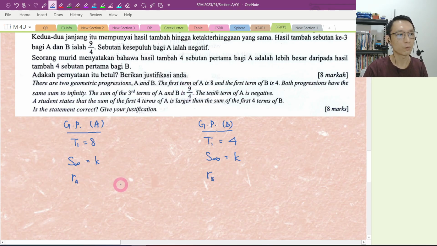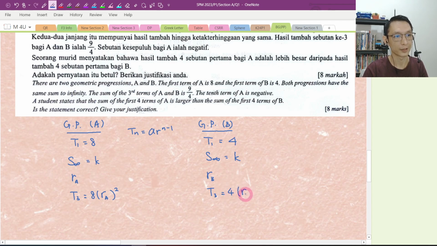The sum of the third term of A and the third term of B is equal to this. So from here, the third term will be A R^(n-1). Still remember the formula? Now I'm using this formula, so it will be 3 minus 1, which is equal to 2. How about this? The first term is 4. 3 minus 1, you get 2.